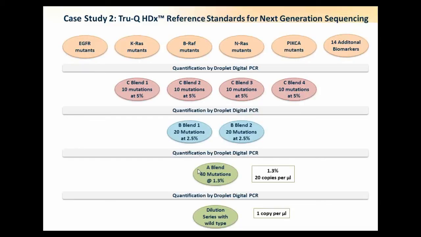What is very interesting and useful about this reference standard is the fact that it recapitulates the complexity of tumor composition with over 40 validated mutations.